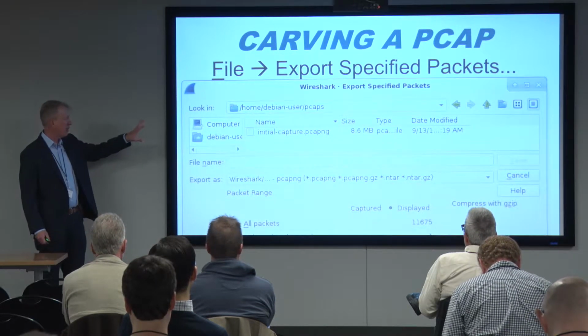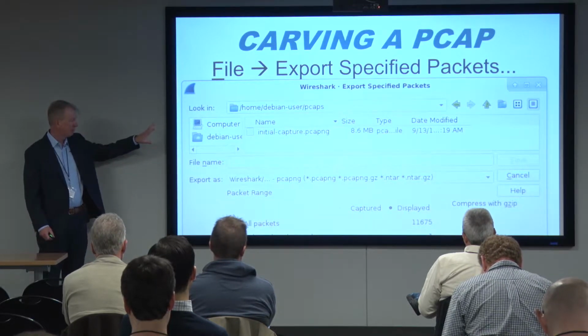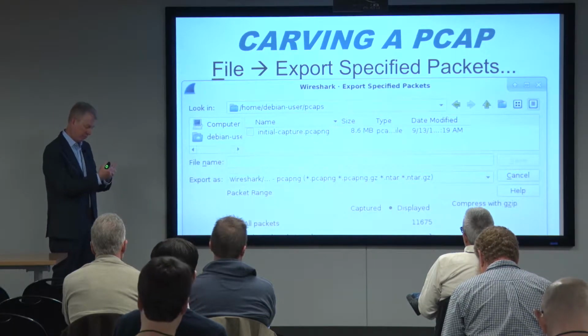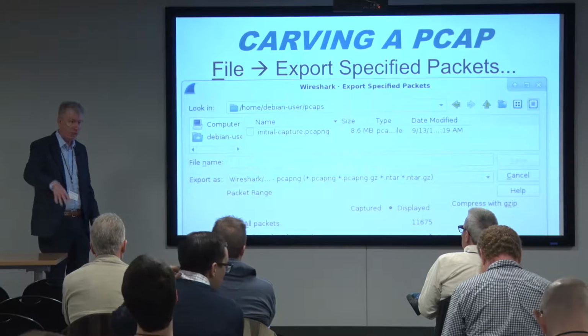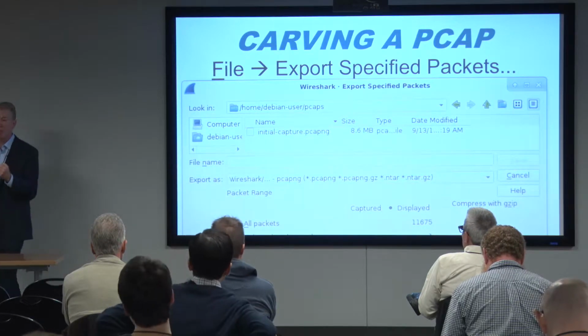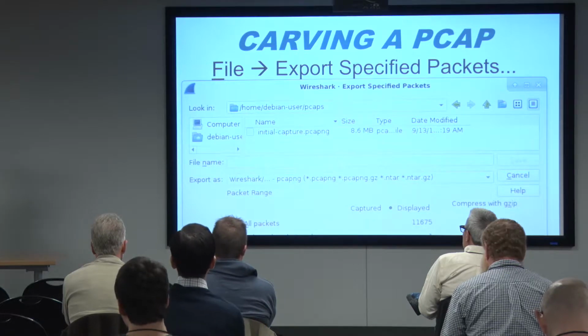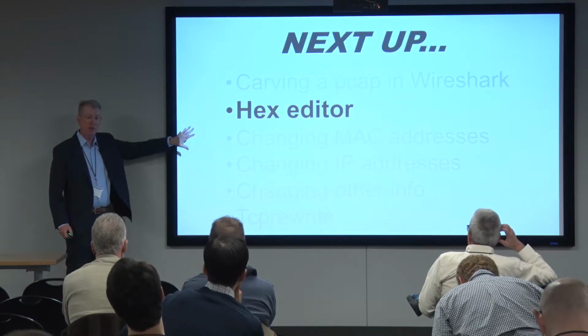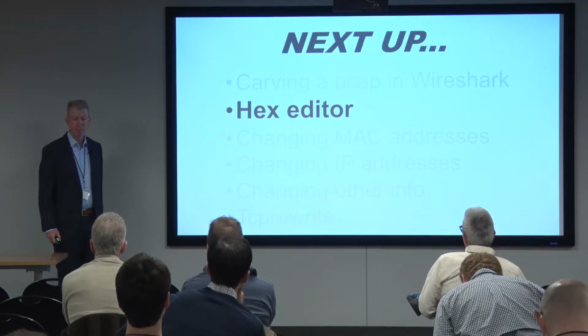So once I have my initial capture, and I've filtered out anything I don't want, I'm going to export the specified packets that I have left according to my Wireshark display filter. Once I export that, I'm going to use the hex editor to change the information inside the PCAP.